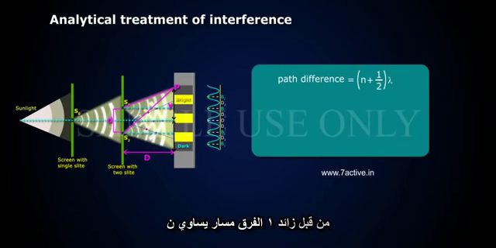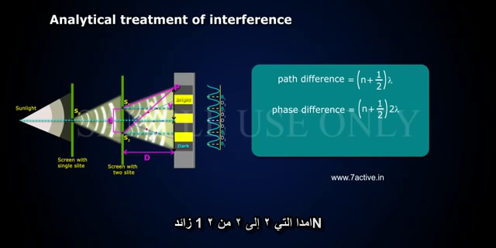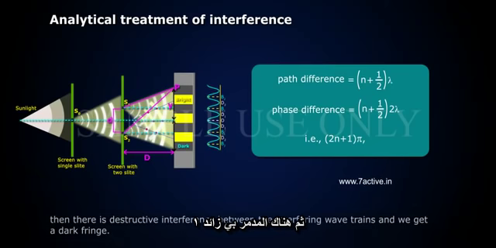If the path difference is equal to (n + 1/2)λ, or the phase difference is (n + 1/2) × 2π, that is (2n + 1)π, then there is destructive interference between the interfering wave trains, and we get a dark fringe.